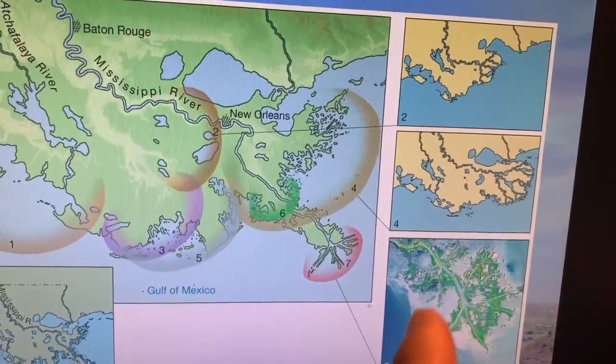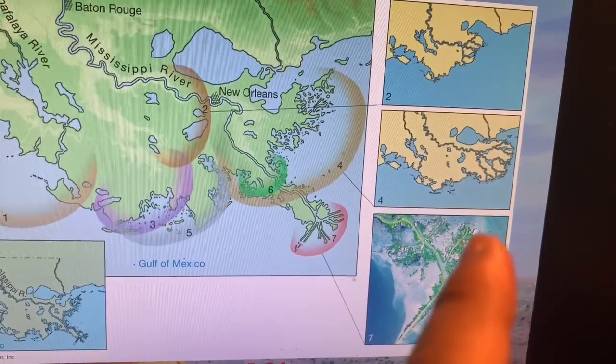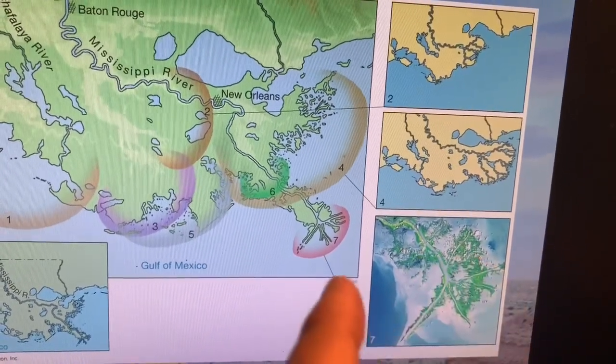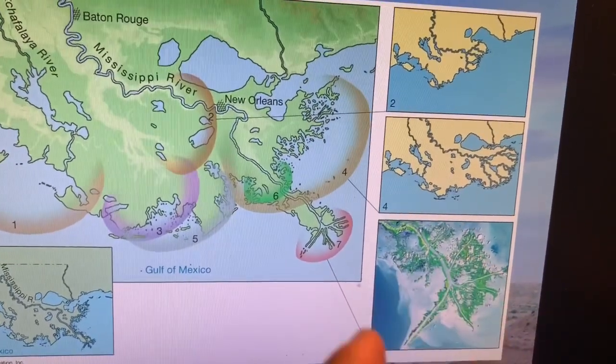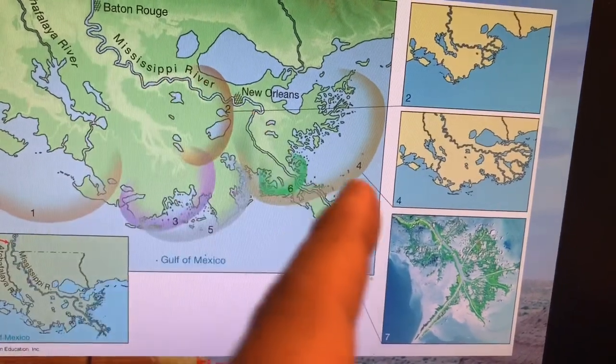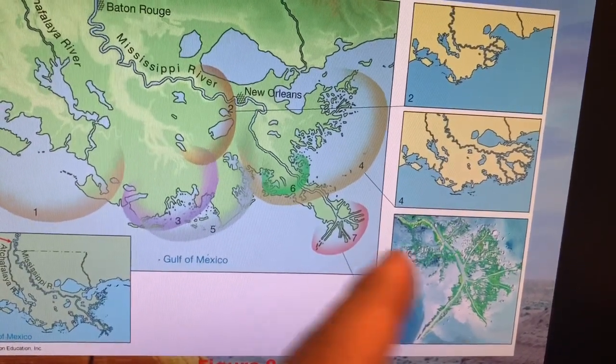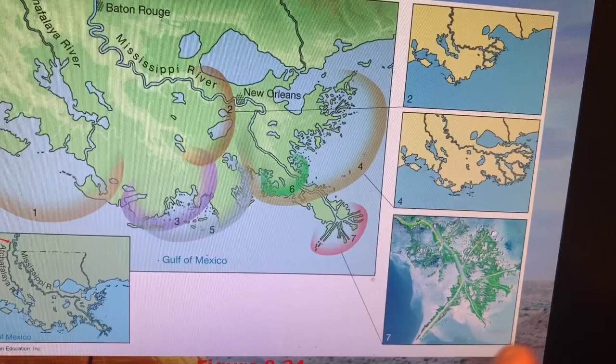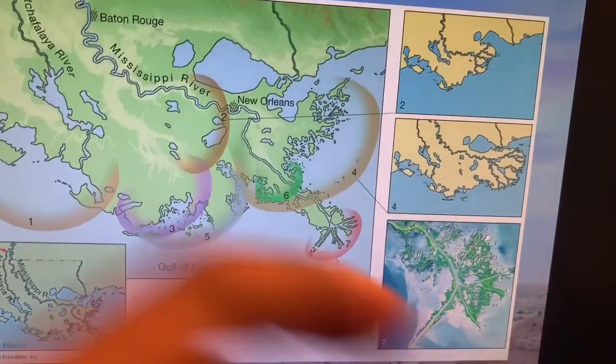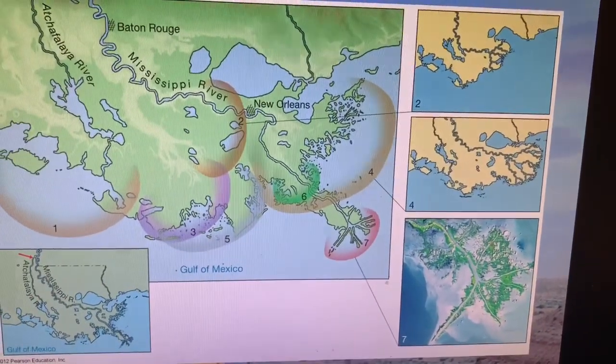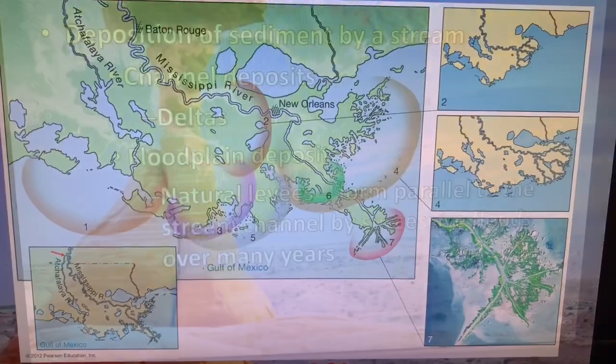And today you can actually see, okay, the growing delta out here, and this is incredibly important. All this material is getting washed out of the Mississippi and dumped into the Gulf of Mexico, thereby forming this fan-shaped delta that is incredibly important and incredibly significant for all of us.